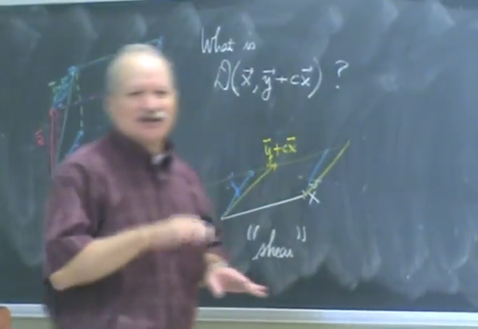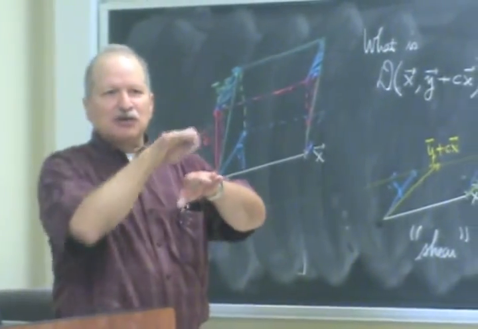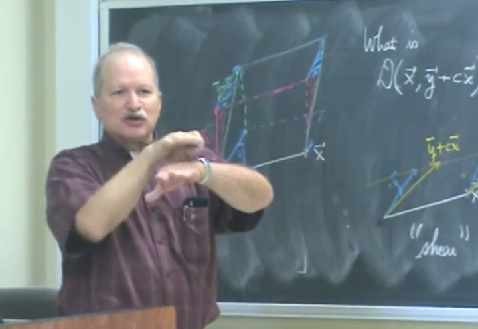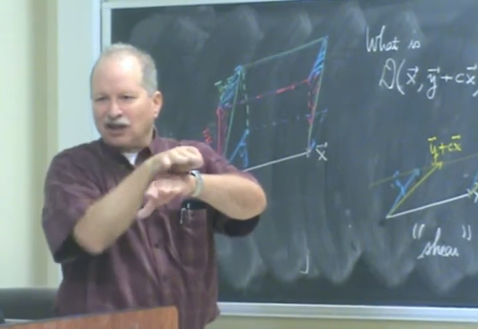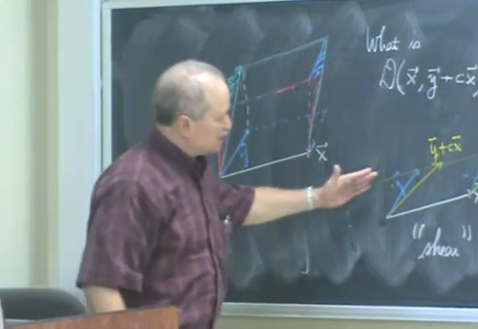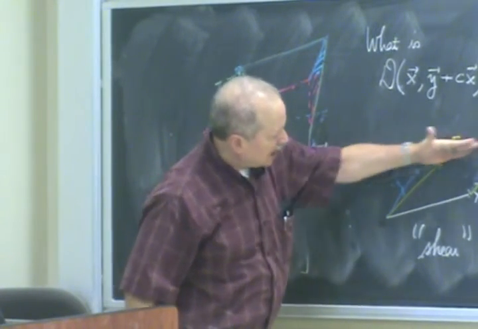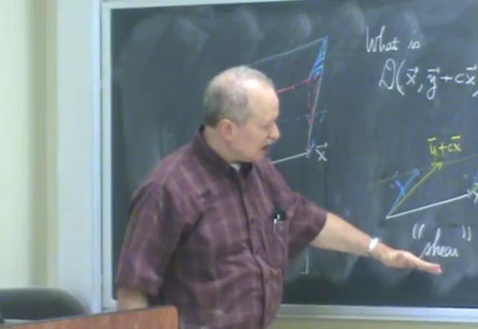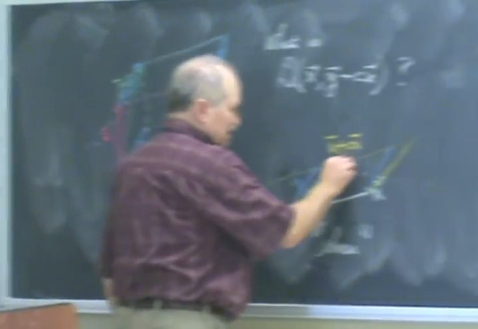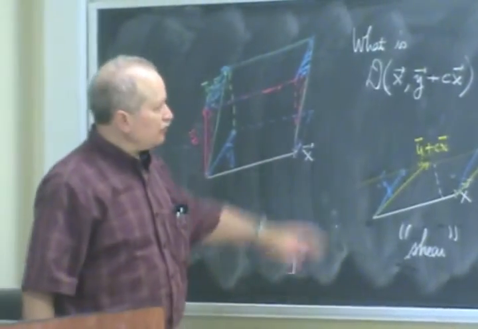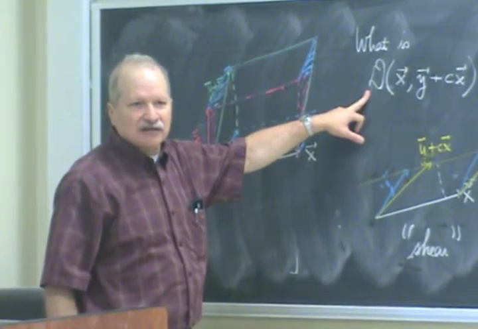This is called a shear. If you've ever taken geology, you learn that layers of the earth slide along one another. That's this procedure where you move this guy parallel to x. It does not change area because the base and the height stay the same. Can you see this algebraically?